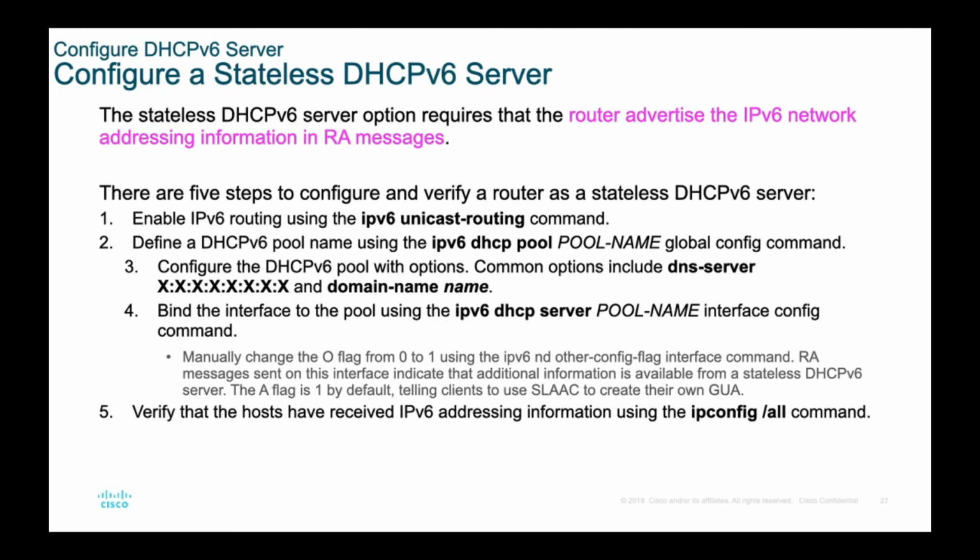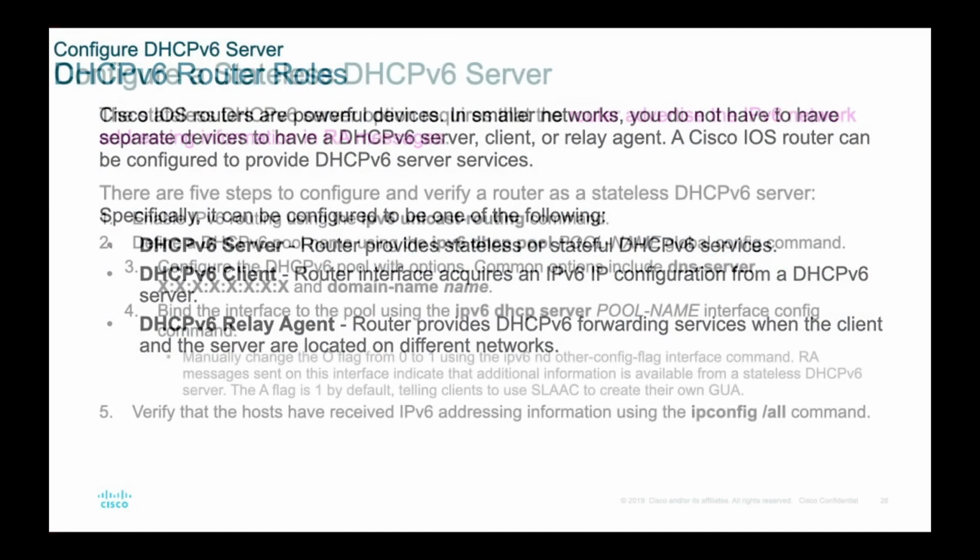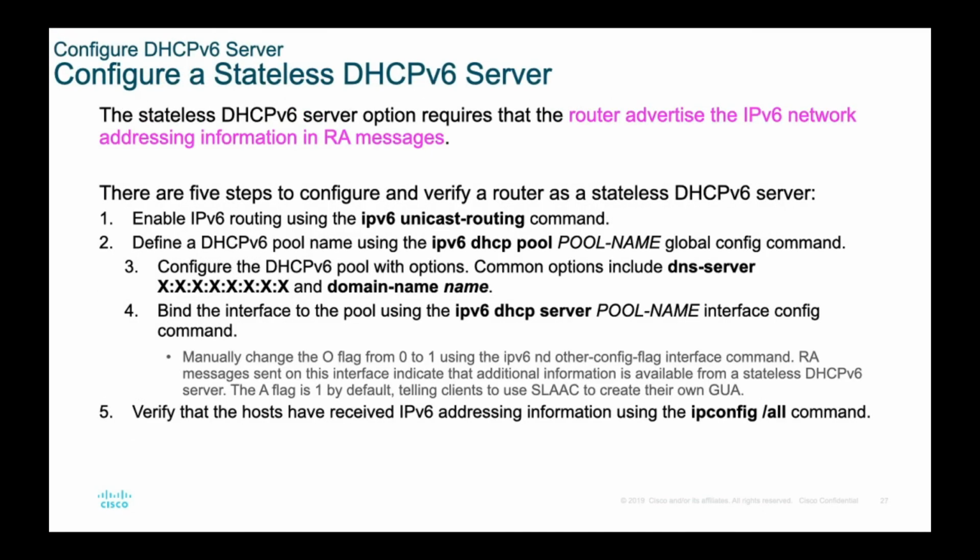Okay, to configure a stateless DHCPv6 server, you need to turn on the O flag. You already know how to turn on the O flag. In that interface, you just type IPv6 nd other-config-flag. But now we need to create the DHCP server, because we already indicated that other information should be requested from the DHCP server, even though the IP will be configured automatically through SLAAC. So here, we are going to configure the DNS server and domain name.